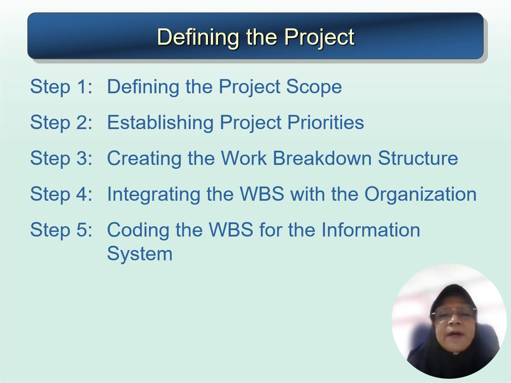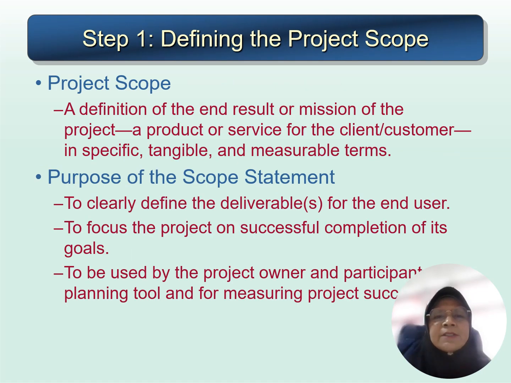There are at least 5 steps when you define a project. So the first step is defining the project scope itself, then establishing the project priorities, creating the work breakdown structure, integrating the work breakdown structure (WBS) with the organization, and lastly, coding the WBS for the information system. The first step, defining the project scope.